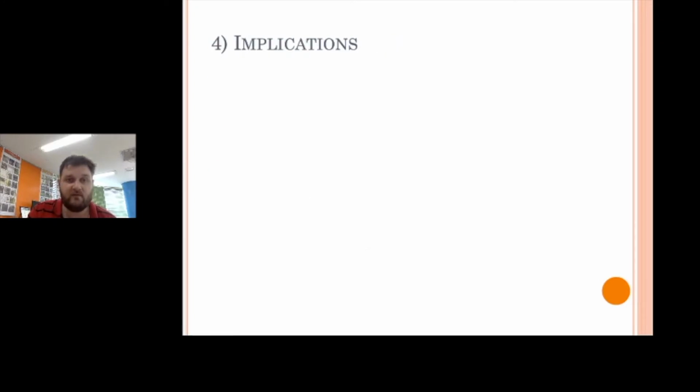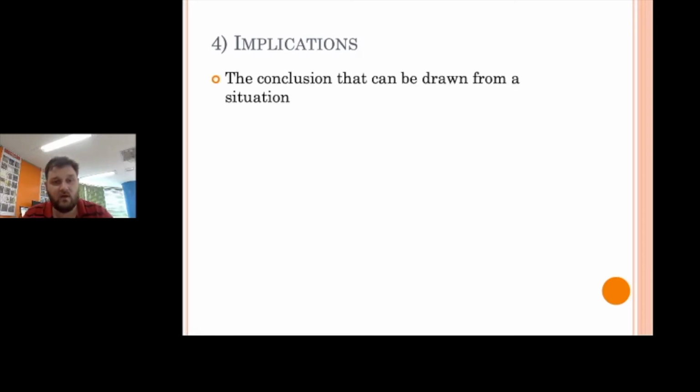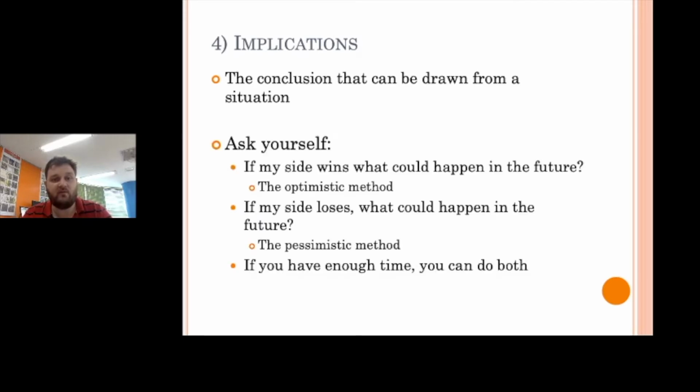And final stage, implications. So this bit will be new to a lot of you, but think about the conclusion that can be drawn from a situation. So ask yourself, if my side wins, what could happen in the future? So you can use the optimistic method, the happy method, or if my side loses, what could happen in the future? If you have enough time, you can do both, so you can be as creative as you want, but both are as good as each other.